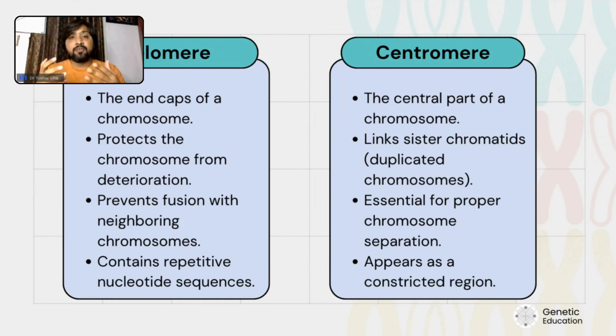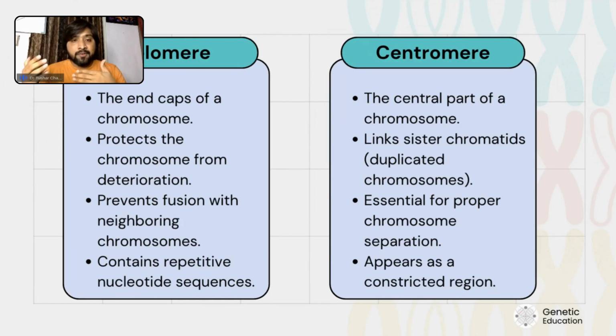Otherwise, if telomeres are not there at the end of the chromosome, chromosomes can fuse together and it can mess up the genetic information. Mostly telomeres contain repetitive nucleotide sequences and do not contain any functional genes. There are a couple of reasons behind that. The first is the end replication problem, we can say.